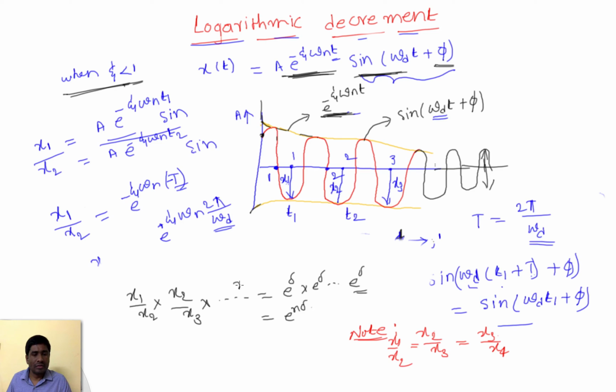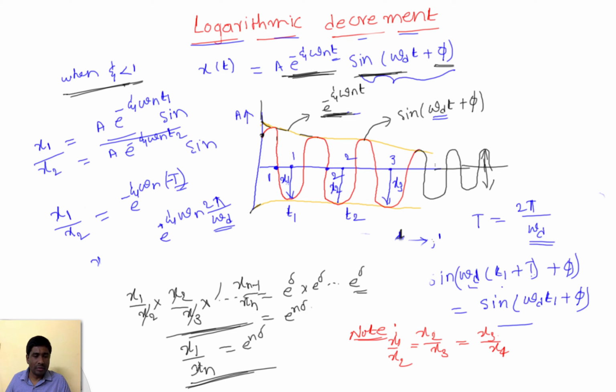The last one is x n minus 1 by x n. So intermediate terms get cancelled, and finally we get x1 by x n equals e power n delta. We should remember this formula also.